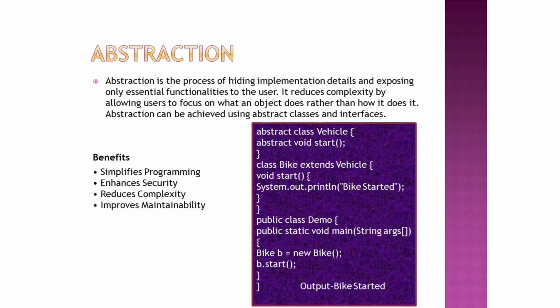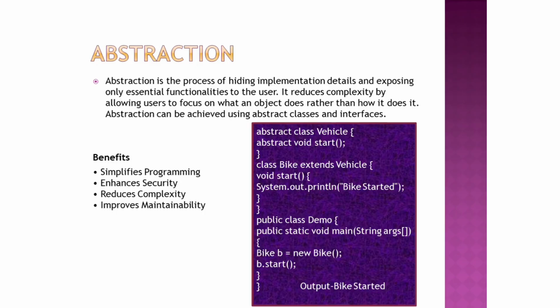Next, the Bike class extends Vehicle. The Bike class provides the implementation for the start method by printing "bike started". Finally, inside the main method, we create a Bike object and call the start method. The output is "bike started".